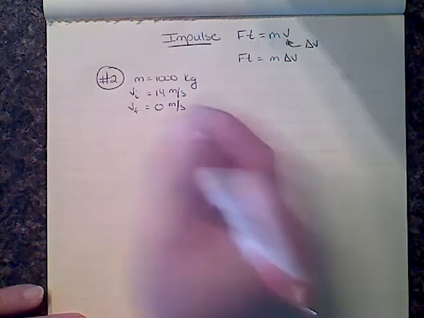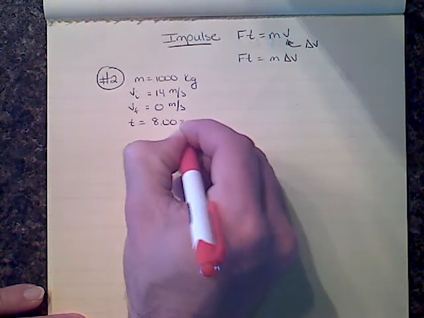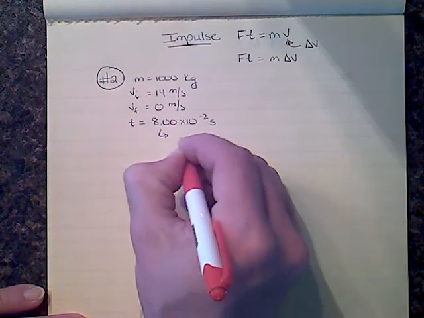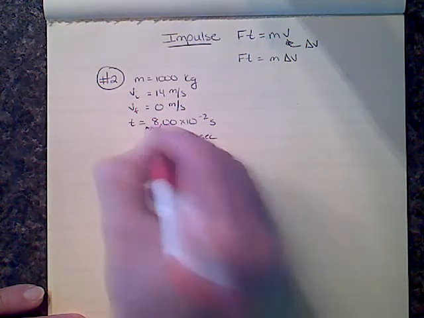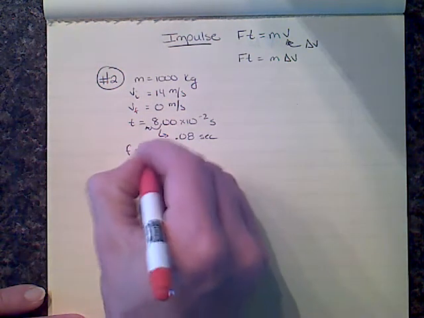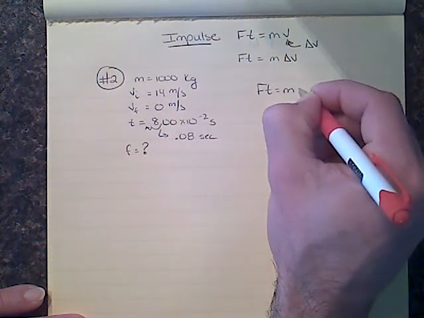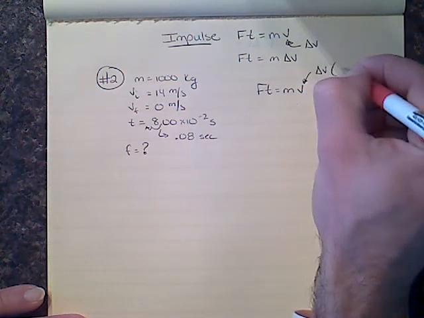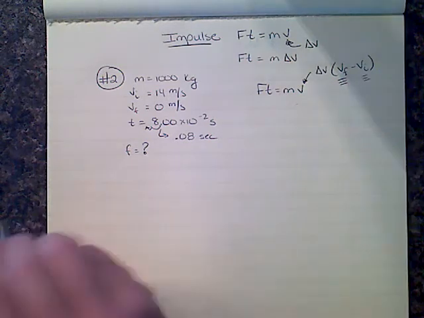So back to this, and then we have a time of 8.00 times 10 to the negative 2 seconds. But this we know in standard notation is really just 0.08 seconds because we moved that decimal 2 times over. Alright, and we want to find the force. So using the equation, Ft equals mv, and we know that v is really a delta v, which is equal to v final minus v initial, always, always, always final minus the initial.